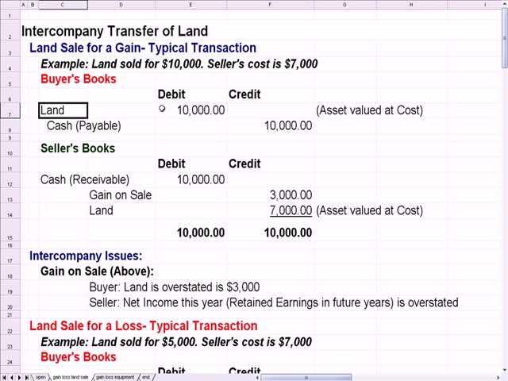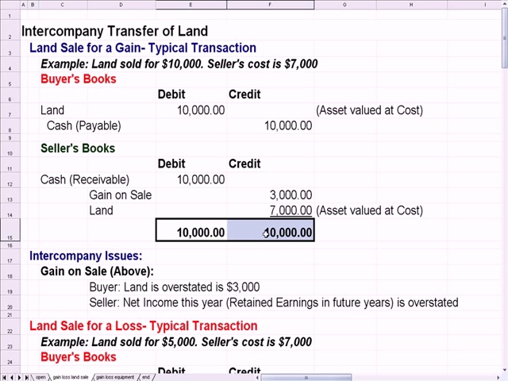If you're the buyer, you put the land on your books, you increase by debiting an asset account called land, and the asset's valued at your cost, which is $10,000. And you'd credit cash to reduce it, or create a payable for $10,000 by crediting. The seller is going to receive the cash of $10,000 by debiting, increasing an asset. They are going to credit to reduce the land account, which was the asset they sold, credit $7,000 at their cost, which we found out was $7,000.